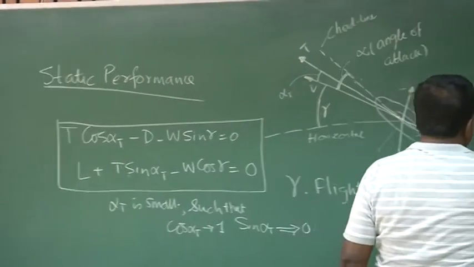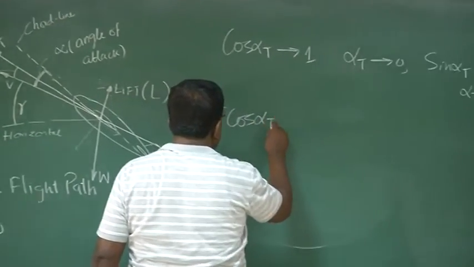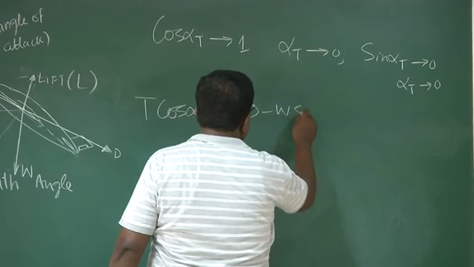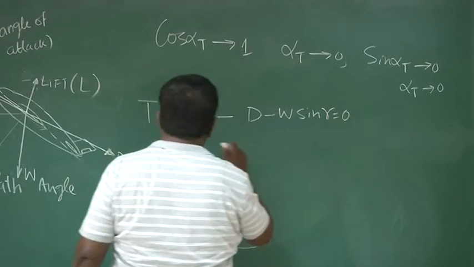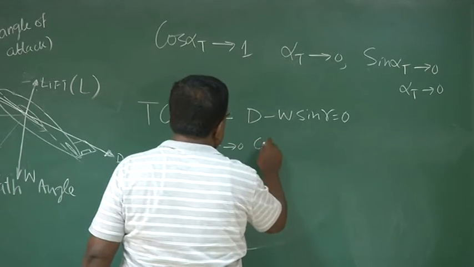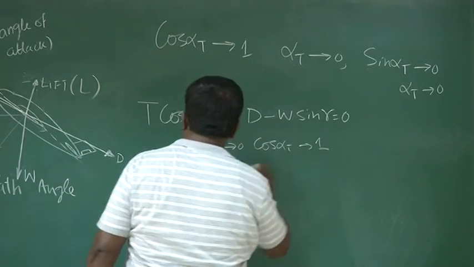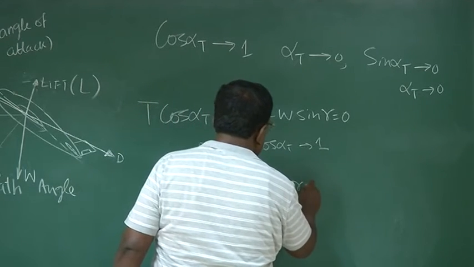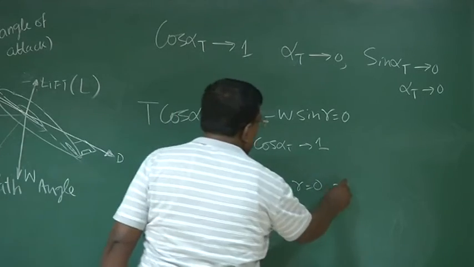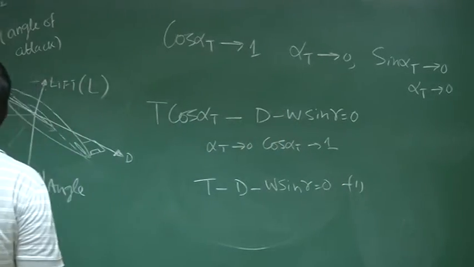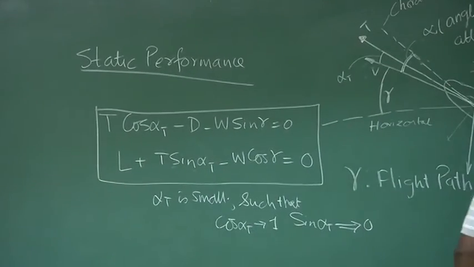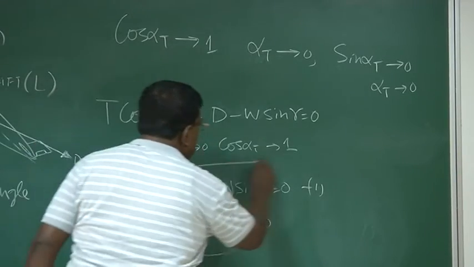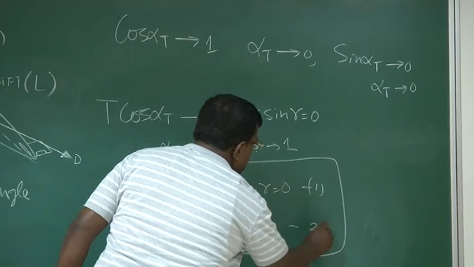So one, I write T cos alpha t minus D minus W sin gamma equal to 0. If alpha t is 0, cos alpha t tends to 1, this gives me T minus D minus W sin gamma equal to 0. And the second equation, I get L minus W cos gamma equal to 0. This is the second equation.